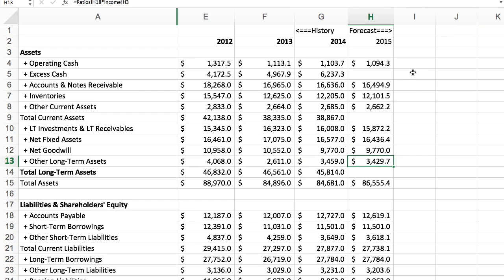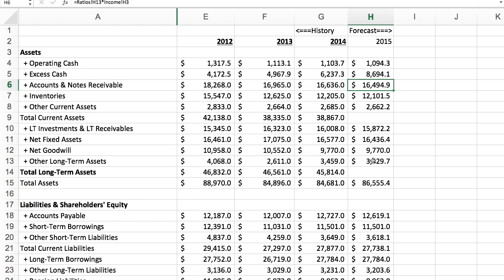Now we're ready to create our plug for excess cash. Here's how you do it. Excess cash equals total assets minus everything else. So H15 minus operating cash, H4, minus accounts receivable, H6, minus inventories, minus other current assets, minus long-term investments, minus net fixed assets, minus goodwill, minus other long-term assets.